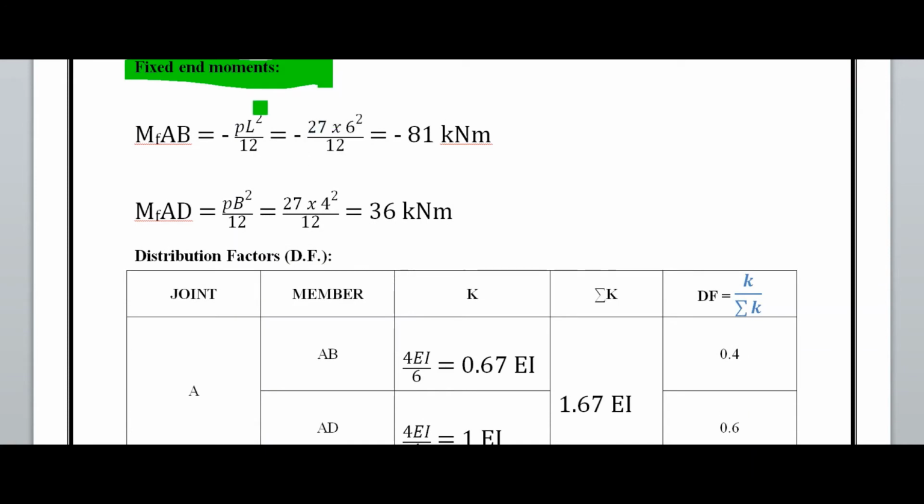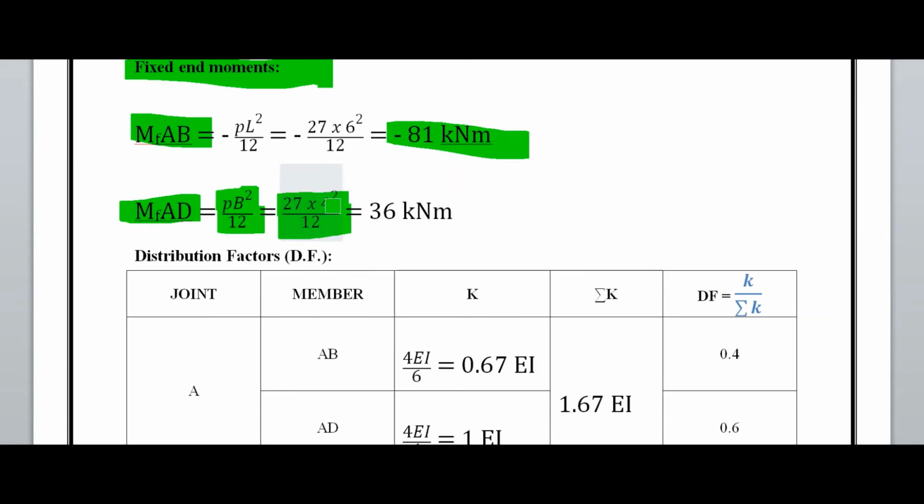So the fixed end moment MFAB is PL square by 12. P is 27, 6 is the length, and 12. So minus 81. MFAD is PB square by 12. 27 is the load and 4 is the length. So 37. How did this happen? You can see here 6 and 4. So 6 is the length L and B is 4. By this we found out the fixed end moments.